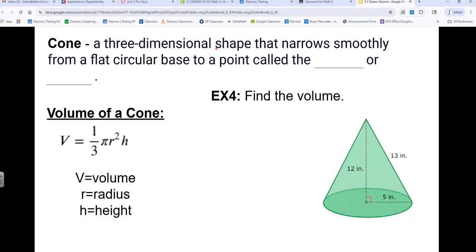A cone is a 3-dimensional shape that narrows smoothly from a flat circular base to a point called the vertex or apex. You may hear it called either one of those. So, when we find the volume of a cone for this problem, we're going to have 1/3 times pi. What's my radius? 5. So 1/3 pi r squared times the height. What do I use for the height here? It's going to be 12, not 13. 13 is what you call the slant height. If we were doing surface area, we would have to use that, but we are not. That height has to be the perpendicular height, like how high it's sitting off the table.